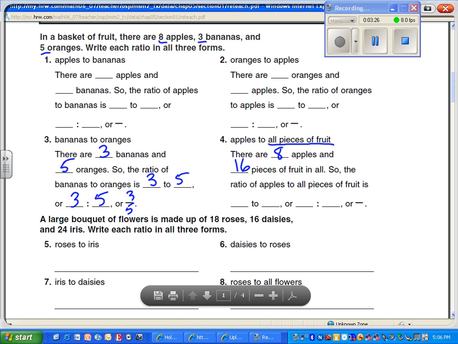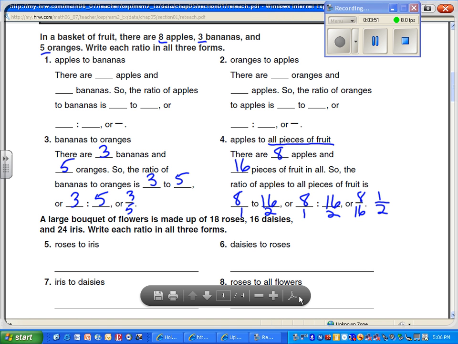So the ratio of apples to all pieces of fruit is going to be 8 to 16, or 8 to 16, or 8 to 16. And when you get it in fraction form, you might notice that you could probably reduce that. So yes, I could reduce it to 1 to 2, 1 to 2, and 1 to 2 if I'm asked to write in simplest form.